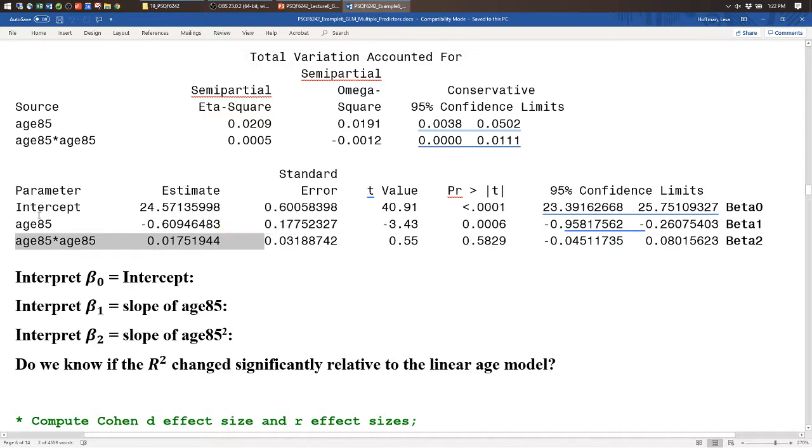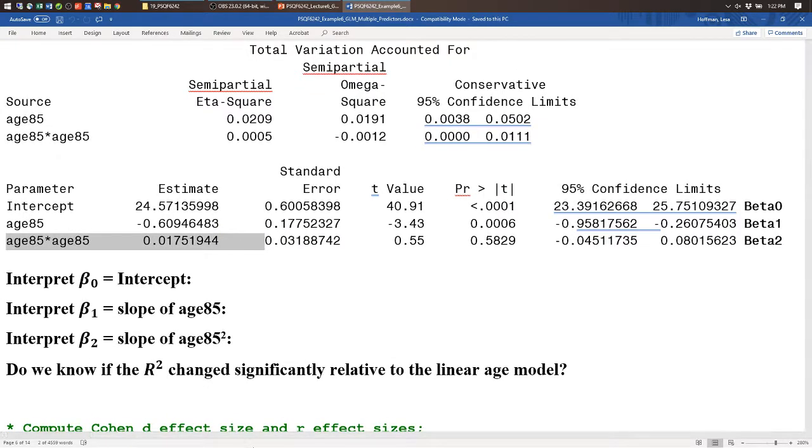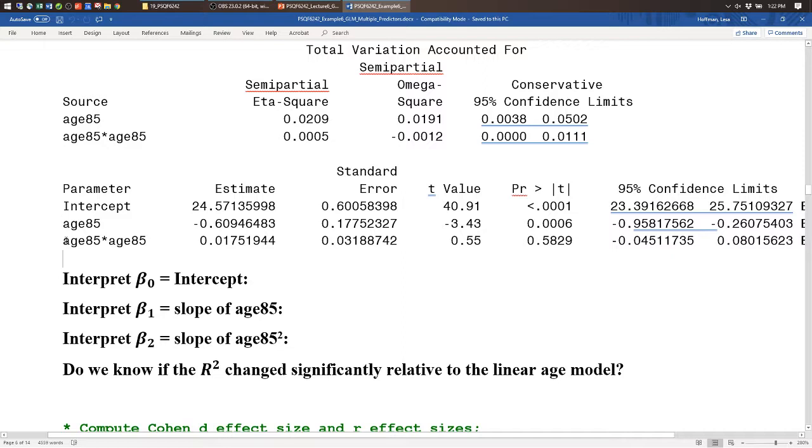We have a negative linear slope at age 85. We have a positive quadratic, so they're working in opposition. So remember, there's only 4 kinds of quadratics. It takes the linear slope and makes it more positive, more negative, or less negative. Which one is this? Now this one's negative, and this one's positive. Less negative. It's slowing it down.